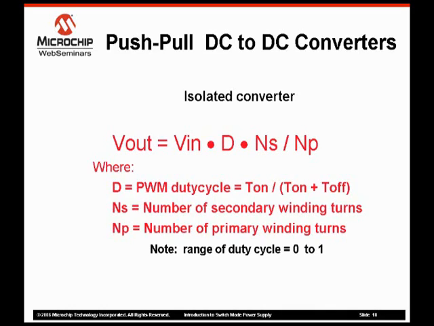The transformer provides several advantages. 1. The transformer allows any input to output voltage ratio to be obtained. This is very useful in situations where the input voltage may be higher and lower than the output voltage, such as in a battery-powered application. Buck and boost converters do not provide this capability.